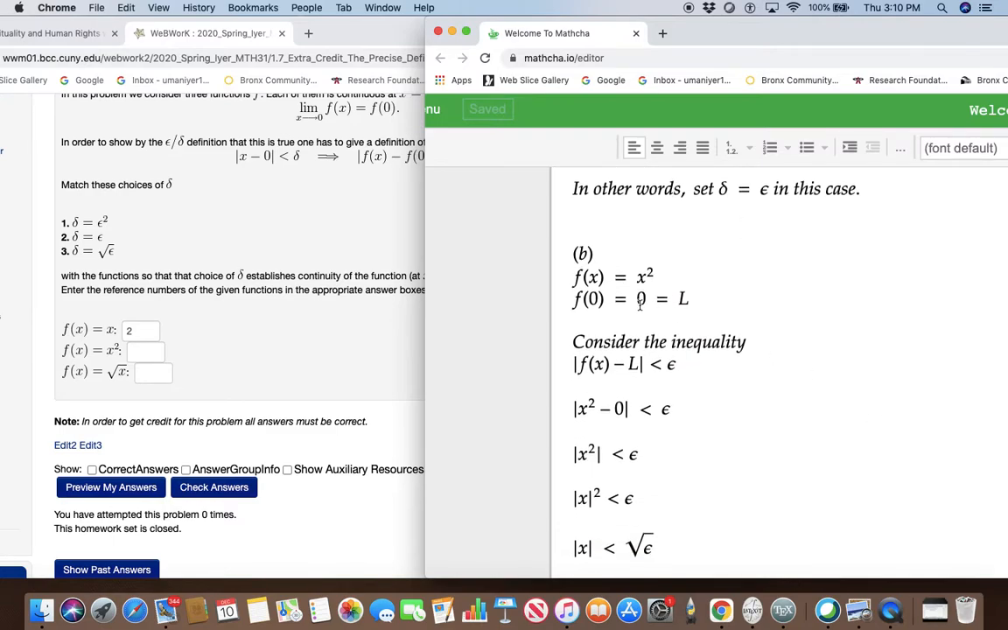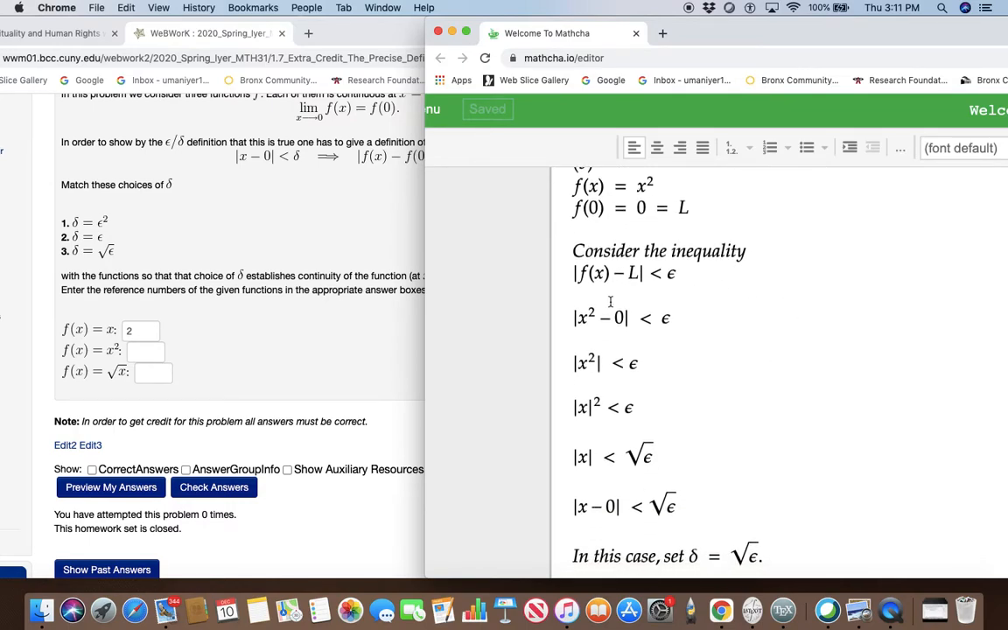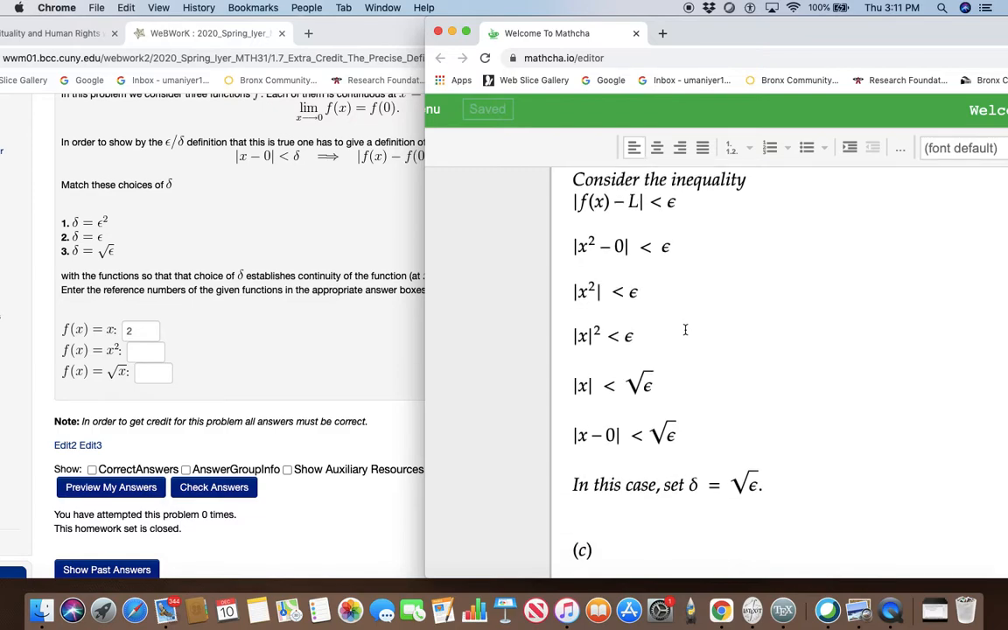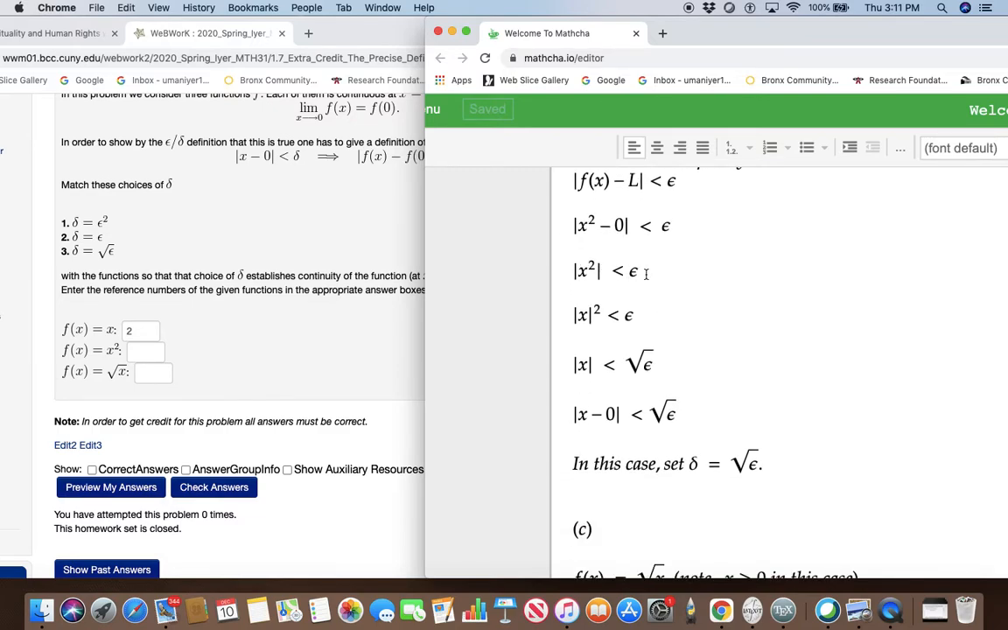Next function is f(x) equals x squared. f at 0 is 0, which is your L. So we want to consider the inequality absolute value f(x) minus L less than epsilon. f(x) is x squared. Absolute value x squared minus 0 less than epsilon. That is absolute value x squared less than epsilon. The square can be taken out of the absolute value because once you square it, it's positive. Once you take absolute value, it's positive, non-negative rather. So they are interchangeable here.